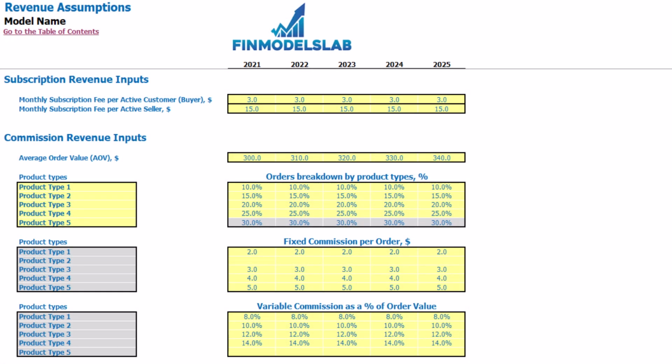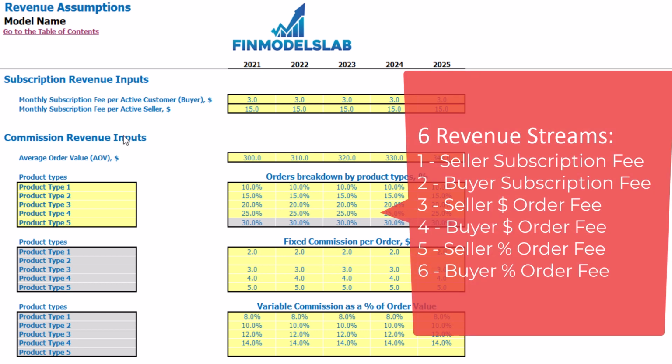On the revenue assumption step, you may set up the main revenue drivers for two revenue streams, which are subscription revenue and commission revenue. If you don't have one of these revenue streams, you can just clean up the drivers and you will have, for example, commission revenue in this case. Or you can clean up all the commission revenue inputs. So in this case, you'll have only subscription revenue.